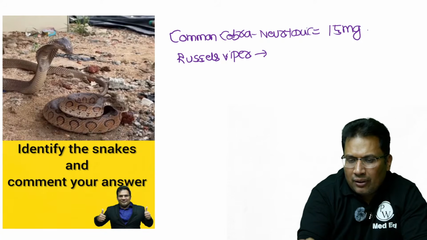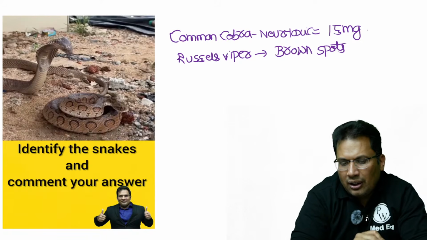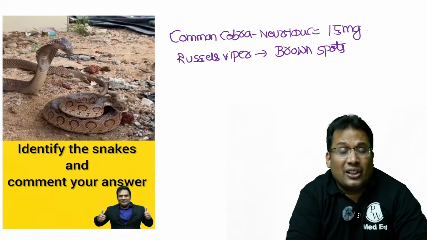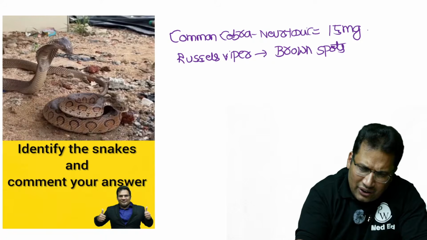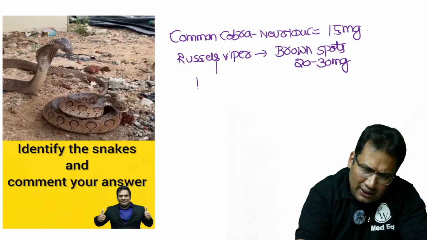The second one is Russell's viper. In Russell's viper, you will see brown spots. And also you will see triangular head, constricted neck, broad body and pointed tail. The fatal dosage is somewhat 20 to 30 milligram of dried venom. So this is basically hemotoxic.